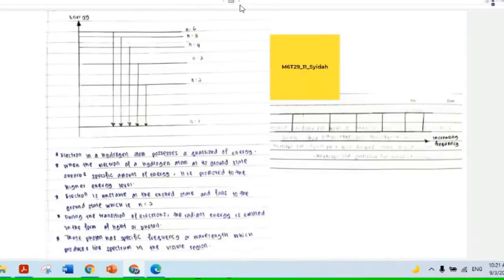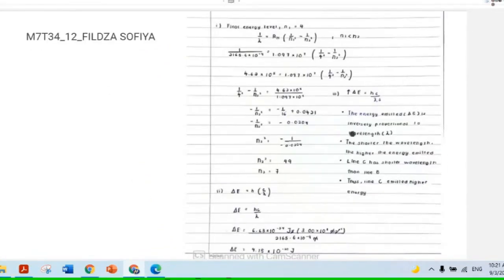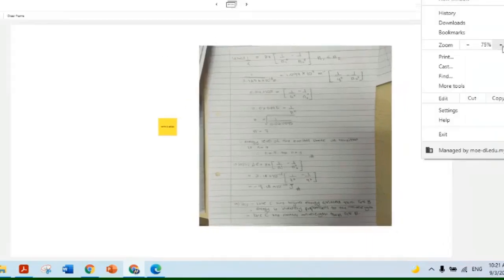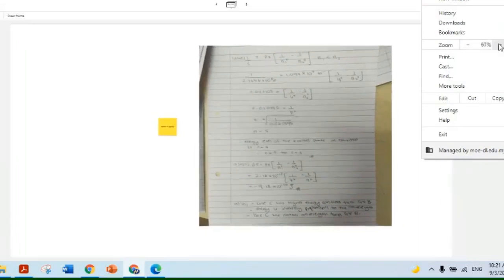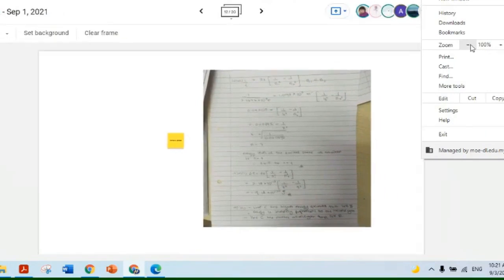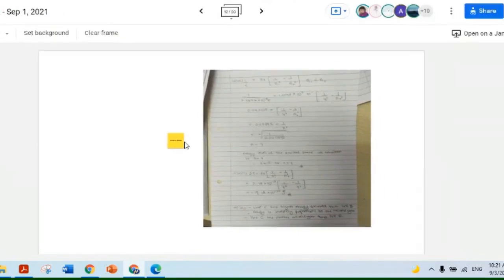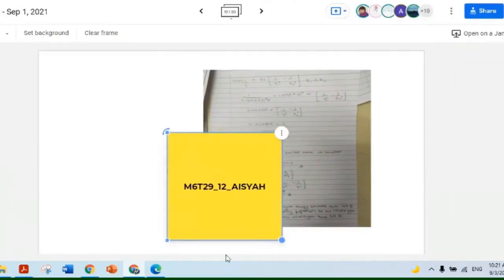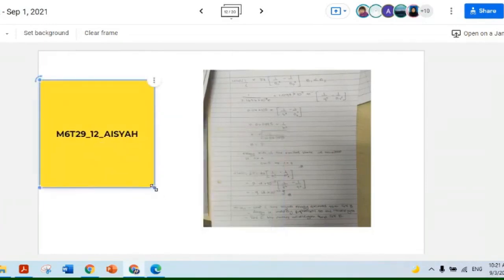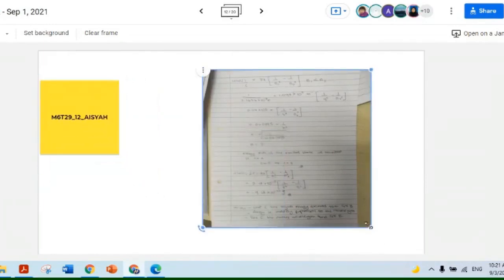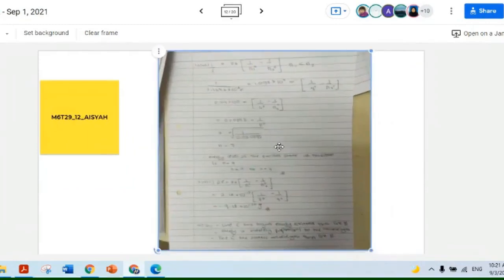So next we proceed for question number 12. Firza. Ni siapa? Tak nampak. Lagi tak nampak kalau ada macam ni. Ni siapa dia? Ding ding ding. Oh, Aisyah. Aisyah? Dipersilakan.